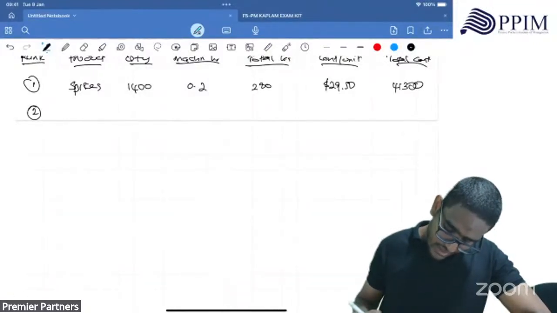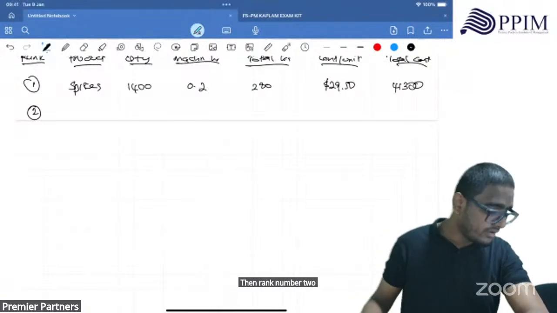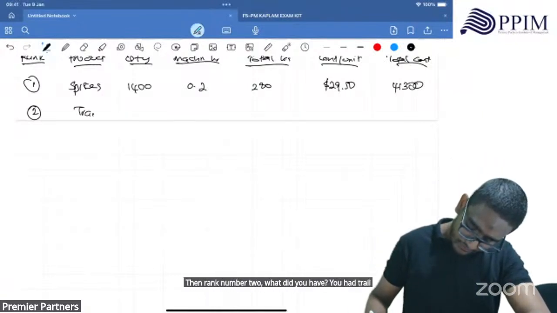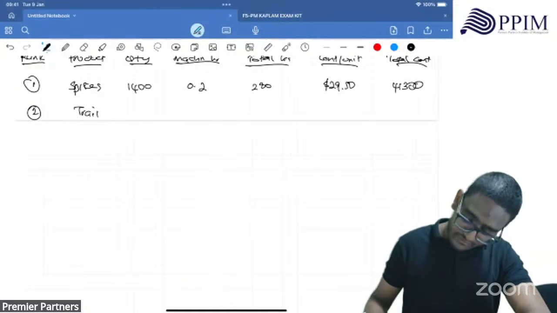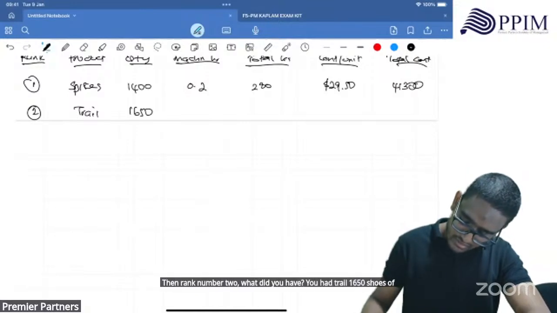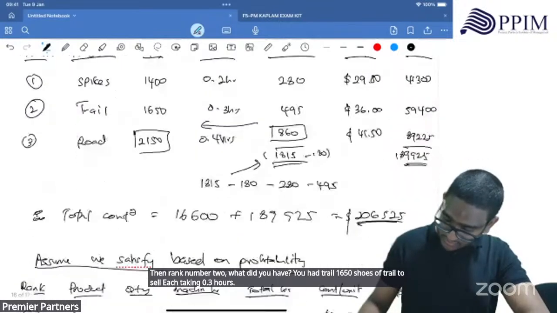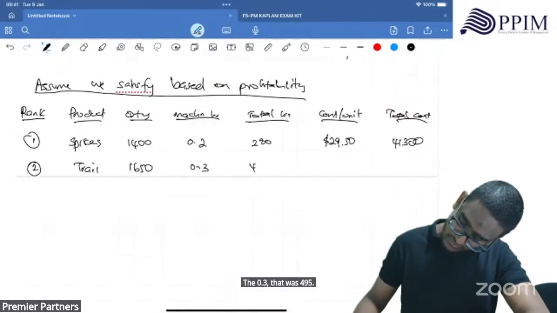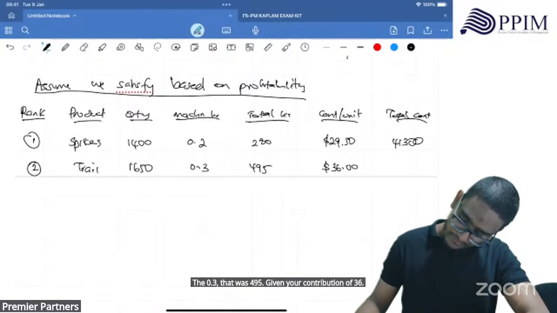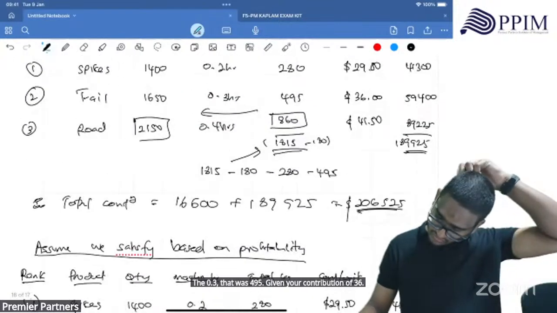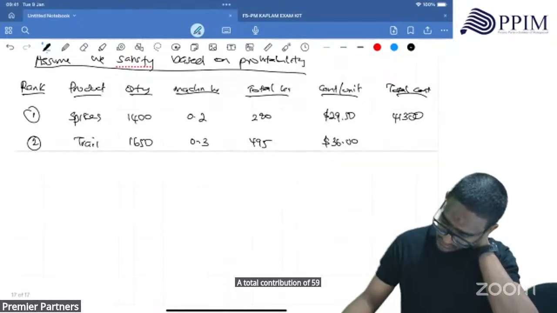Then rank number two, what did you have? You had trail. You had 1,650 shoes of trail to sell, each taking 0.3 hours. The 0.3, that was 495, giving you a contribution of 36. A total contribution of 59,400.